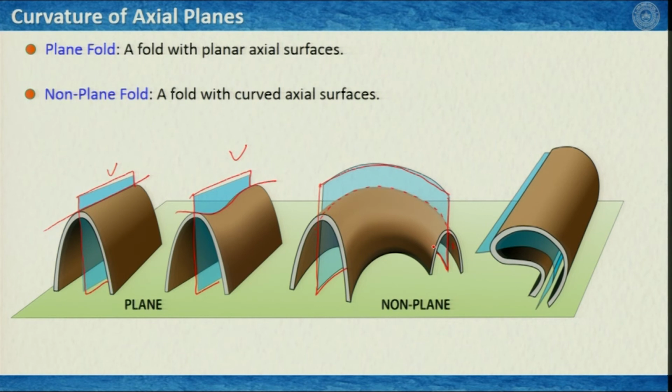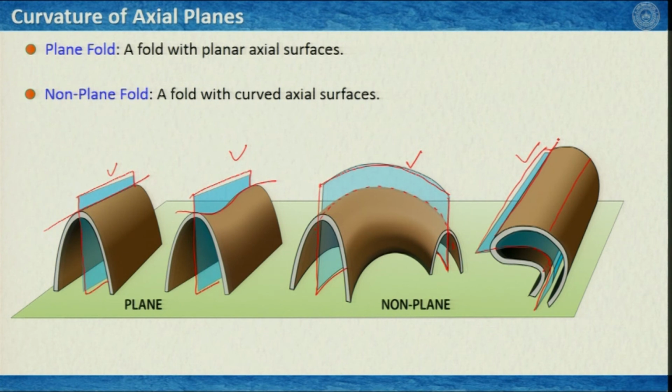So, this is a non-plane fold. But here the fold axis, you can see it here, or even here, is straight, but the axial plane, this blue plane which is bisecting the fold curvature, is curved as well. So, here it is curved, here it is curved, therefore both are examples of non-plane fold. However, in this case the fold axis is not straight, while here the fold axis is straight.